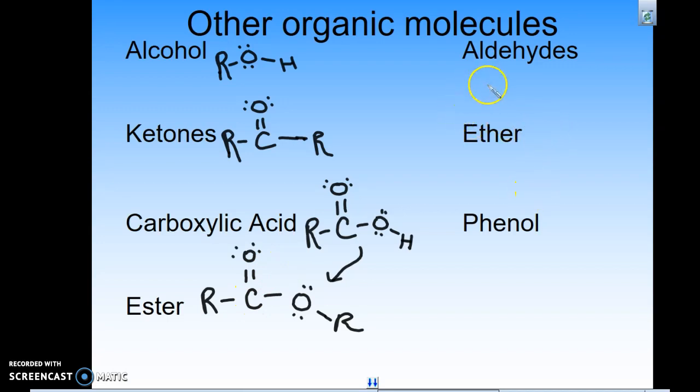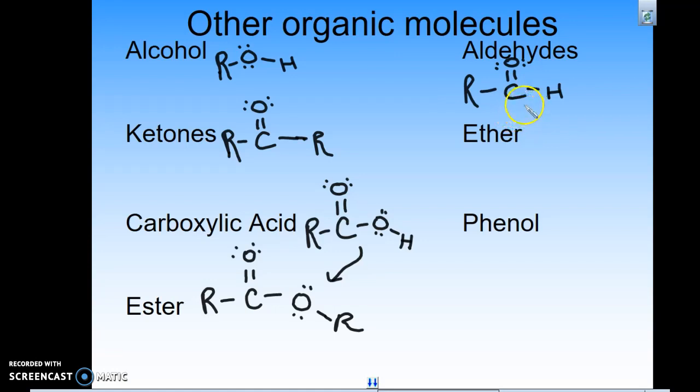An aldehyde is an R group with a C double bond O, which you can see is pretty common, and then it just ends with an H. That's an aldehyde. So that is going to be at the end of a carbon chain, because you can't keep going here. Hydrogen is it. Hydrogen can't do more than two.